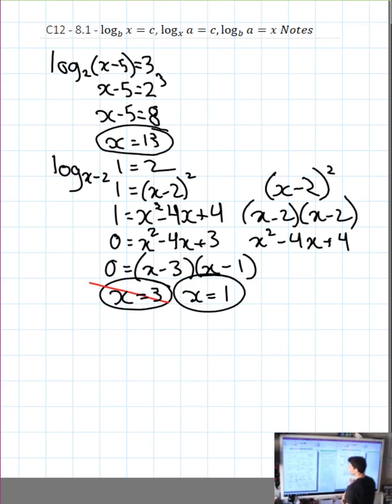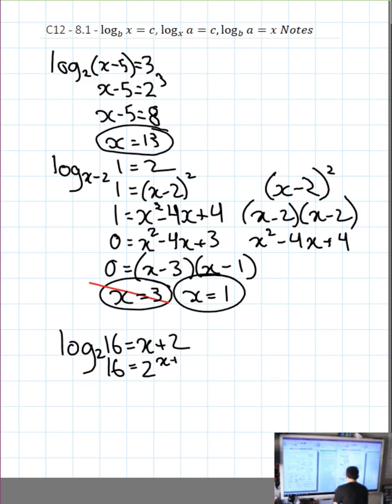So one final note when working with logarithms. Let's say log base 2 of 16 is equal to x plus 2. So I know the thing I'm logging is equal to the base to the other side.